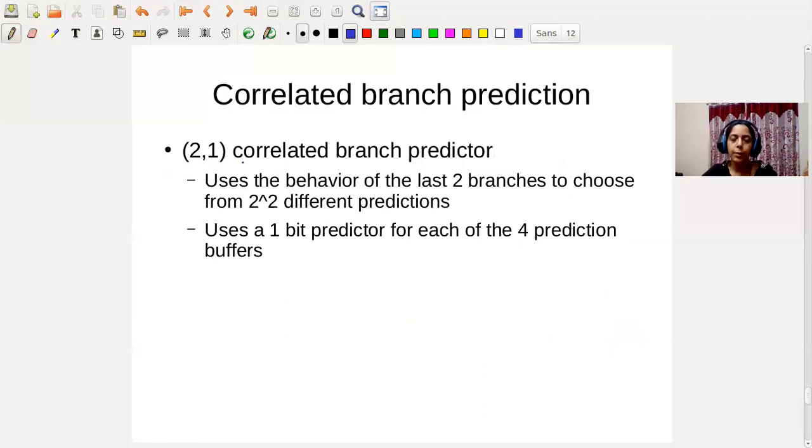A (2, 1) predictor is a predictor which keeps track of the last two branches. It uses the behavior of the last two branches to choose from 2 power 2, or 4, different predictions. And it uses a 1-bit predictor, that is just a taken or not taken predictor, for each of the 4 prediction buffers.